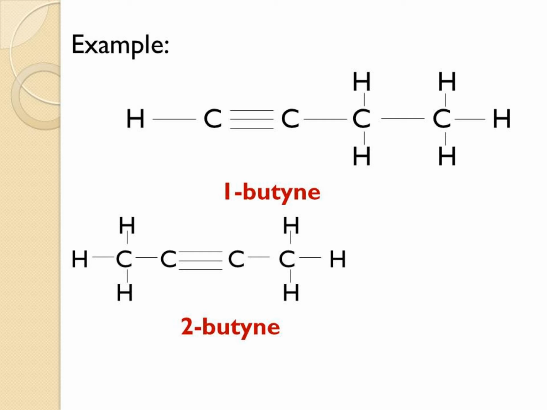And notice also that the triple bond is located between carbon 1 and carbon 2. Therefore, to indicate the location of the triple bond, we will use the lowest number, and that is 1. So the name is 1-butyne.